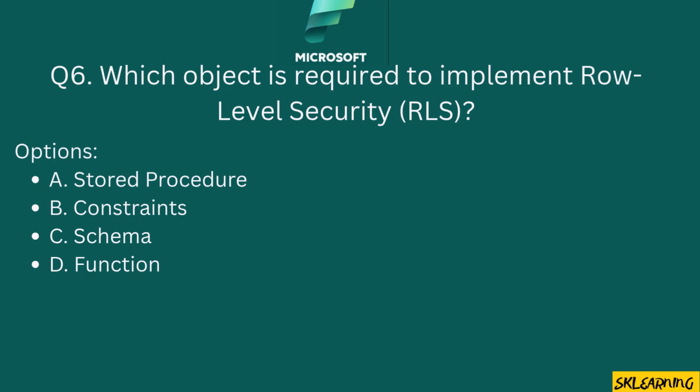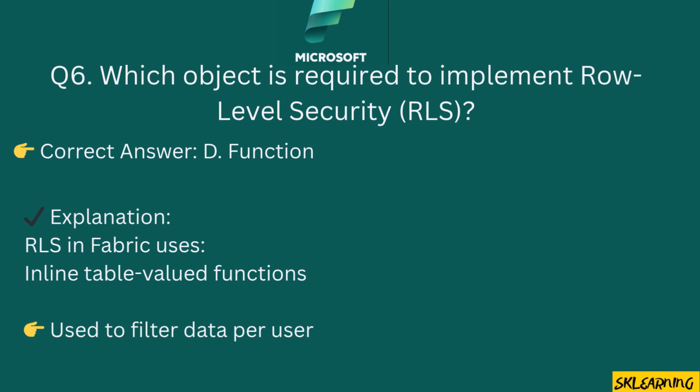The correct answer is function. RLS in Microsoft Fabric uses inline table-valued functions to filter data for each user. These functions define rules that control which rows a user can see.